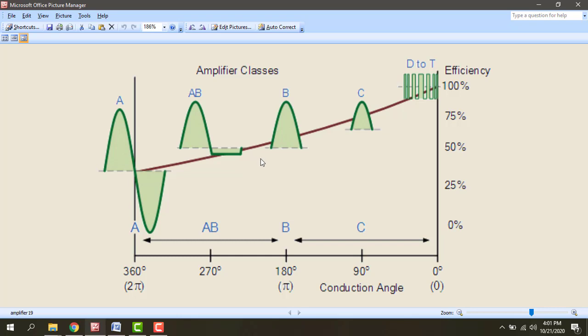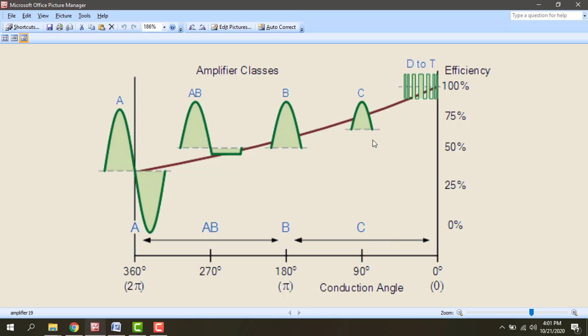If a transistor or switch conducts for 180 degrees, that is, either the positive or the negative cycle, then it is called a class B amplifier. In between A and B, the class AB amplifier conducts for greater than 180 degrees and less than 360 degrees. Then for class C, the transistor will conduct for less than 180 degrees.